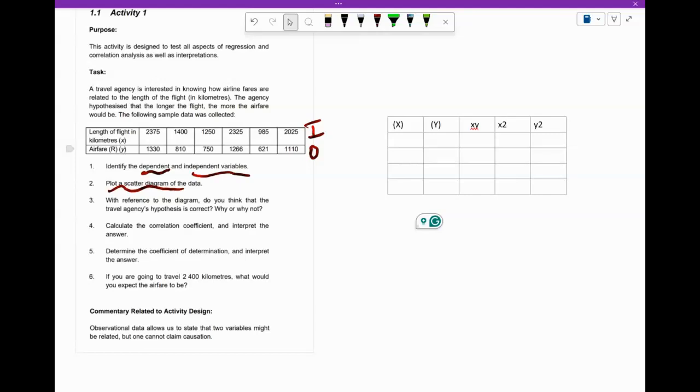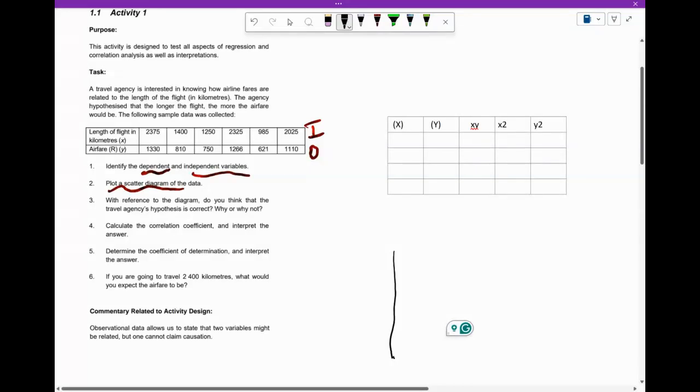Your independent variable is the x-axis or the x variable, and your dependent variable is the y. I'm sure we remember from high school, this is typically how we draw our graphs. Now we need to look at the intervals. This is the y. The lowest is 621, so I think we can start at, should we go in hundreds? Maybe 200s. Yeah, I think 200s is good.